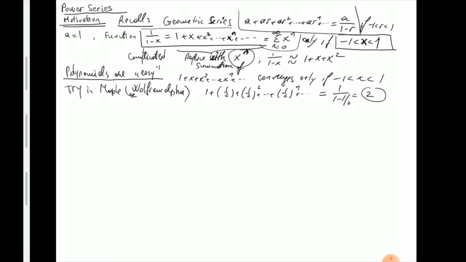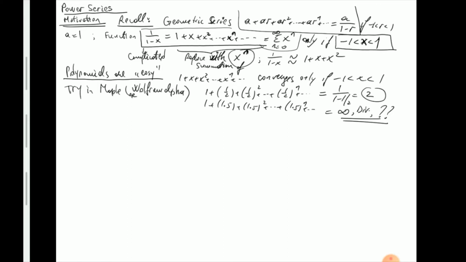But if you try, for example, to enter 1 plus 1.5 plus 1.5 squared plus dot dot dot 1.5 to the n and so on, then you're going to get strange answers like infinity or divergent or doesn't exist. In other words, you're not going to get a real number. So you can't just expect that this is going to be equal to 1 over 1 minus 1.5. Obviously, that's not true, right? Because it doesn't converge outside of the interval minus 1 and 1.